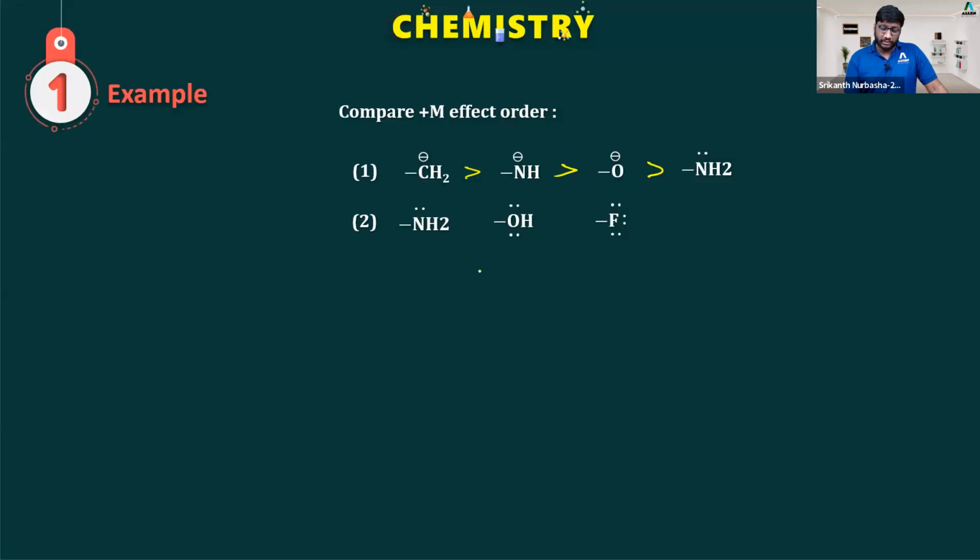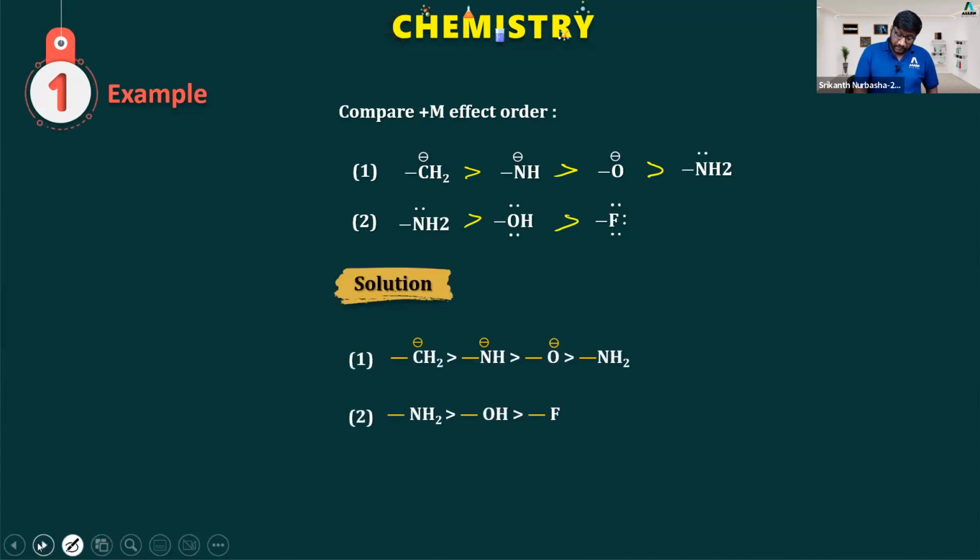NH2, OH, F, which will be having greater? Same logic applies. Lone pair of electrons on nitrogen, oxygen, fluorine. Nitrogen is less electronegative, so it can easily donate. So NH2 greater than OH greater than F. Right? So the same orders based on this.